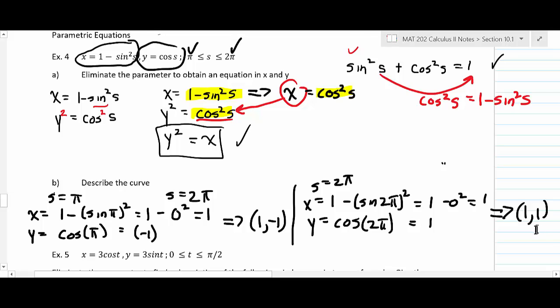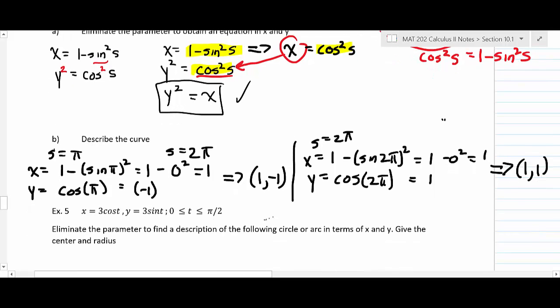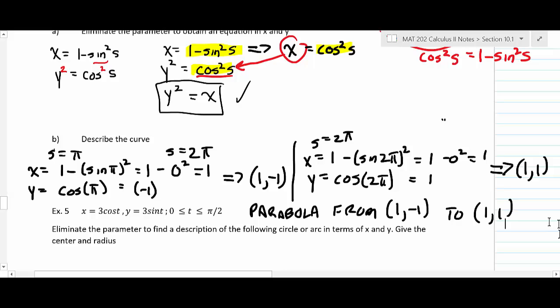If you're going to describe your curve, the way you want to say this is you just say it's a parabola. And then you say from the first point, 1, negative 1, to 1, 1. That's its positive orientation, going from that point to that point. All right, since I showed you how to get your calculator set up, let's go ahead and put this in. Are there any questions about how I eliminated the parameter or anything else I did?